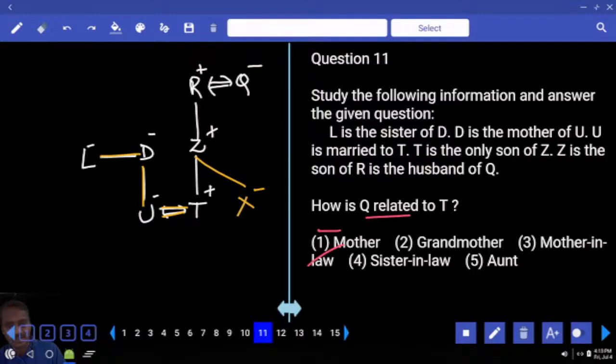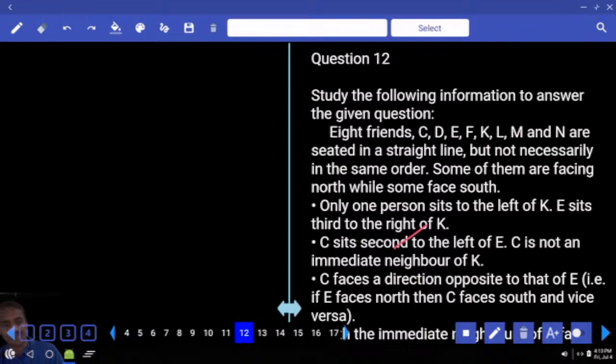Then the 11th one. How is Q related to T? T's father's mother, that is, grandmother, choice 2, question number 11. Then next one, 12 onwards.